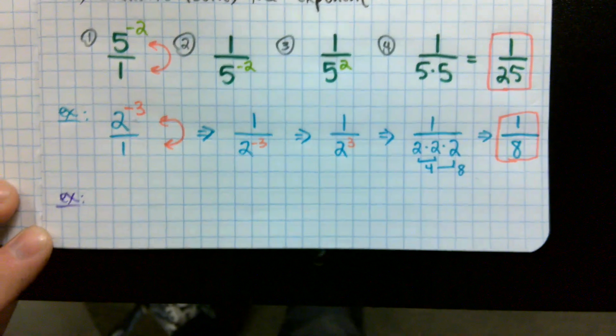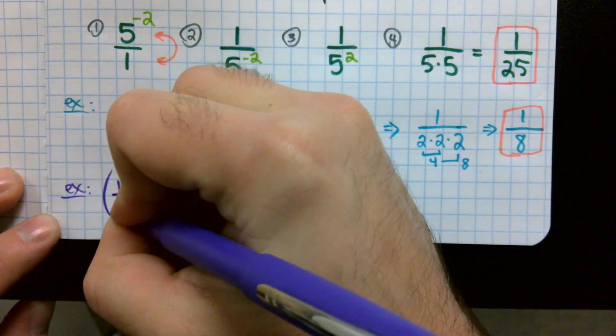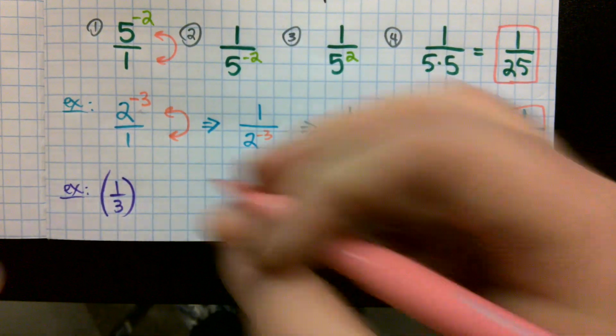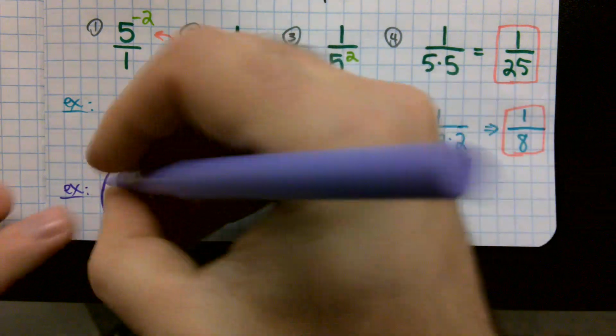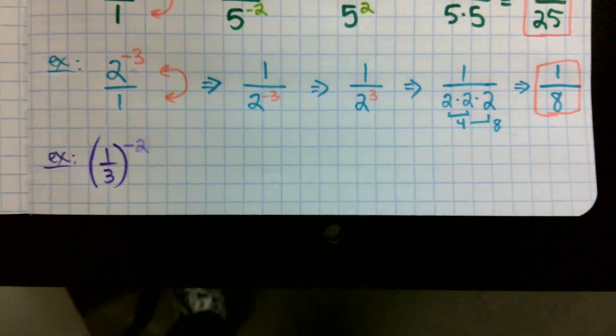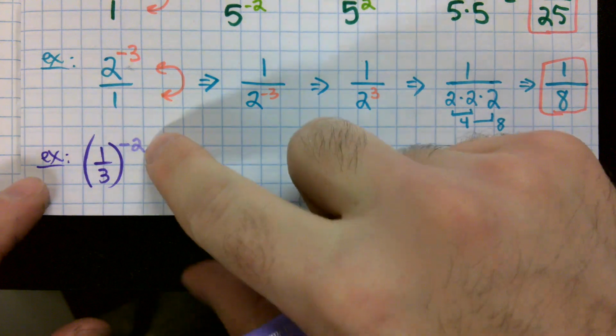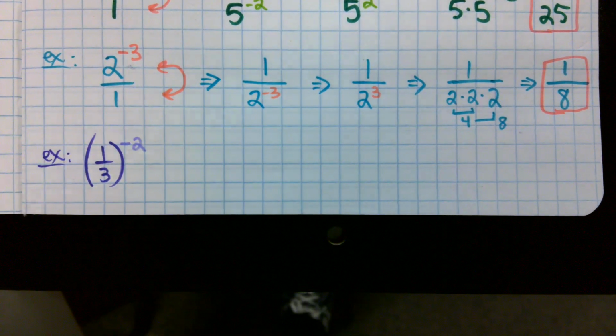Last example of the notes. Let's say we've got 1 over 3 to the power of negative 2. I'm going to move this down again. 1 over 3 to the power of negative 2. Now, what is my base in this problem? 1 over 3, right? The whole fraction is our base because the exponent is attached to the whole fraction.